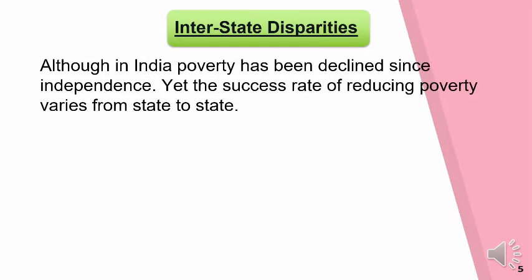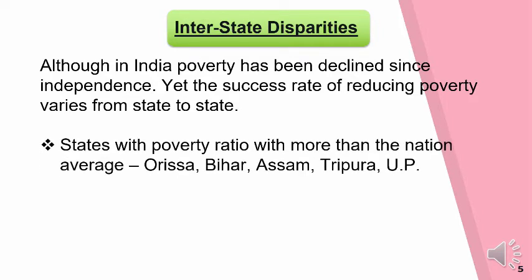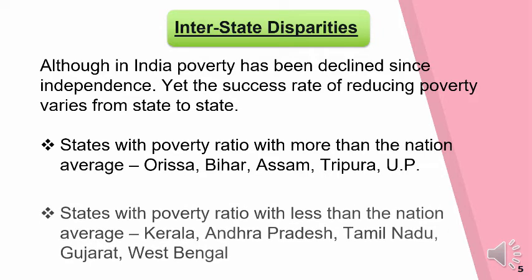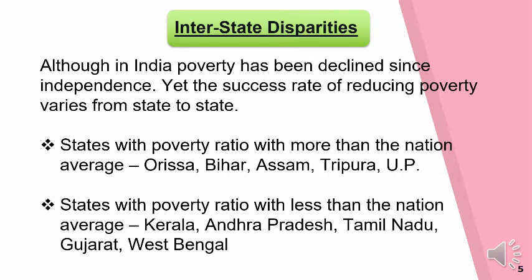Interstate disparities. Although there has been significant decline in poverty since independence, the success rate of reducing poverty varies from state to state. In states like Odisha, Bihar, Assam, and Uttar Pradesh, poverty ratio is much higher than the national average. Most of these states are facing rural as well as urban poverty. On the other hand, in states like Kerala, Andhra Pradesh, Tamil Nadu, Gujarat, West Bengal, and Punjab, poverty ratio is less than the national average.